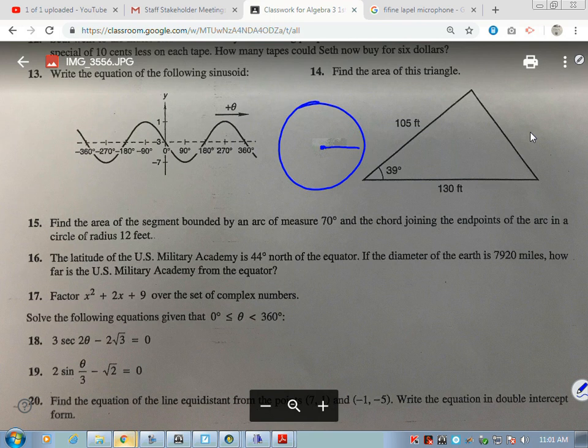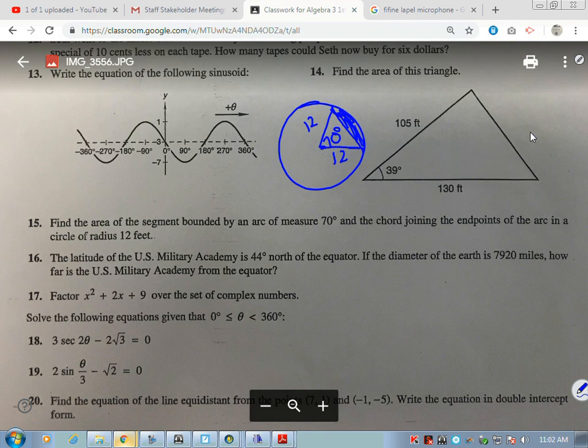Find the area of the segment bounded by an arc measure of 70 degrees and the chord joining the endpoints of the arc in a circle with a radius of 12 feet. Because it's 70 degrees, we know it's going to look something like this. We've got 12 there, 12 there. We're looking for this shaded region. So the first thing we're going to do, we said this was 70 degrees. What's the first step in this?